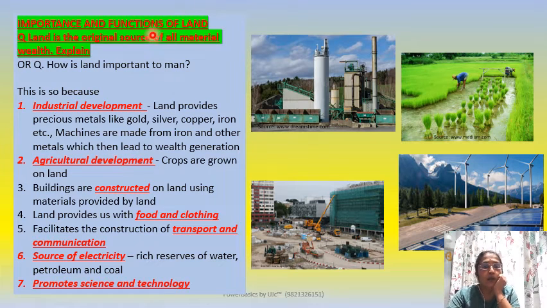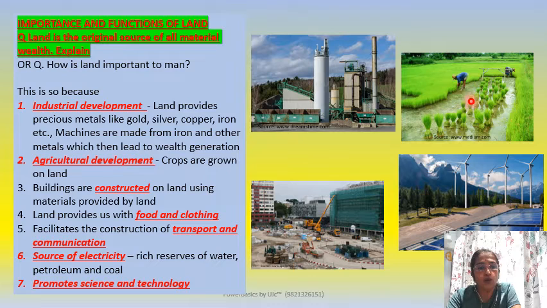Now, what are the important functions of land? If the question comes, land is the original source of all material wealth. Explain. Material means money, wealth. So how is land important to man? First, industrial development. Land provides precious metals like gold, silver, copper, iron, etc. Machines are made from these iron ores, mineral ores, and other metals, which then lead to wealth generation. The person who puts up the factory earns money.